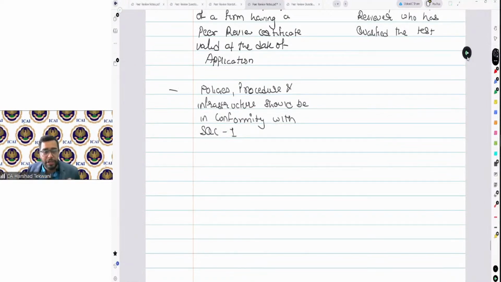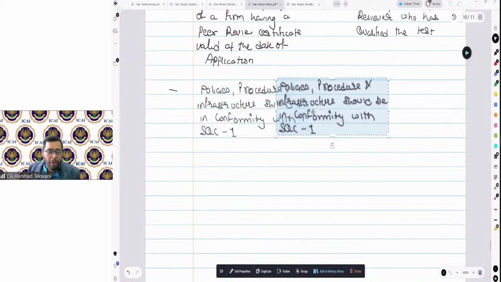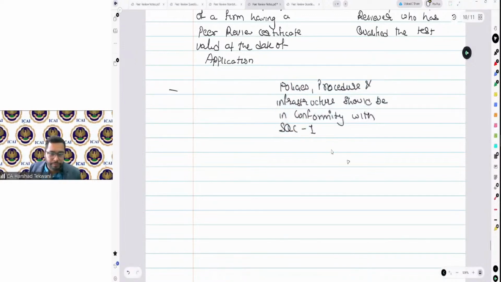It means that the policies and procedures of the new unit, including the infrastructure, and when I talk about the infrastructure, it is the systems and the other things which are present in the organization, should be in conformity with SQC1. And when I say SQC1, it means the guidelines and requirements of SQC1 are fulfilled. So their policies and procedures fulfill the requirements prescribed in SQC1. You can say that.